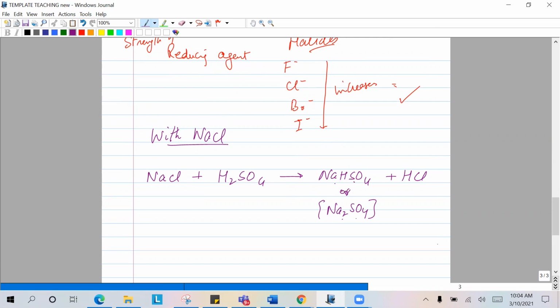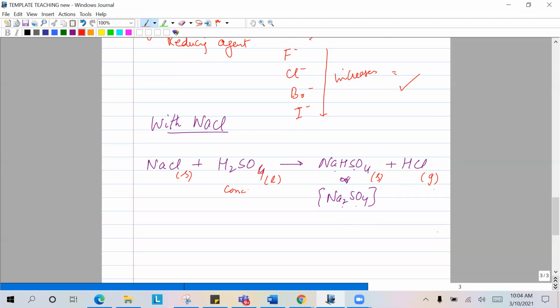Now, the first and the most important thing is there are questions in your past paper where they ask you the state symbols. Now for the NaCl, the state symbol will be solid because you are taking solid. Now this is concentrated H2SO4. This will not be aqueous. This will be liquid. So that is something important. This is solid, and then this is a gas. Why HCl is a gas over here? Because there is no water over here. So HCl will be produced as a gas.